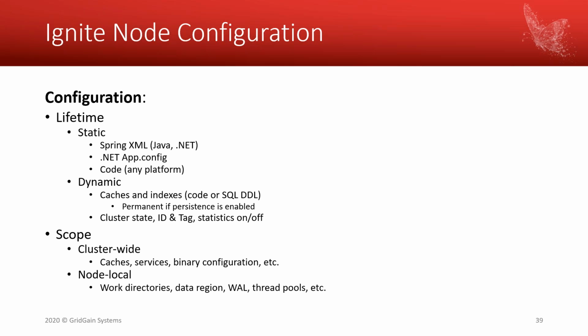There is also a different scope for these settings. Some settings are applicable to the entire cluster. They are merged: whenever you start your node, your settings are merged with cluster settings, right? For example, caches, services, and binary configuration. And there are settings specific to each node, like work directories, data region settings, WAL settings, thread pool sizes, and so on. So always understand Ignite configuration settings and communicate this to DevOps.